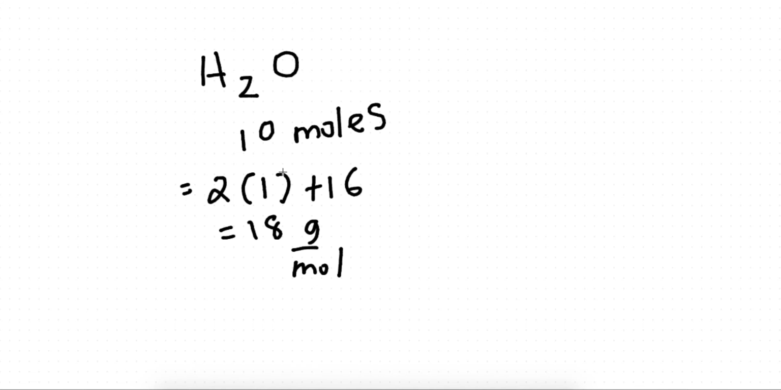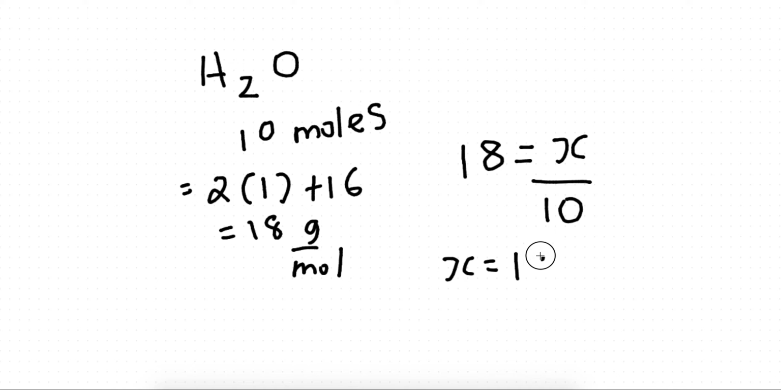And if you don't know how to get this, please watch my previous video. So molar mass is 18 grams per mole equals mass, which we don't know, over number of moles, which is 10. So how do we find the mass? We just cross multiply. So x equals 18 times 10, x equals 180. Are we done yet? No. The unit is very important, students, and the unit of mass is grams. So always don't forget to put the unit down, okay? You understand this, guys? Awesome.